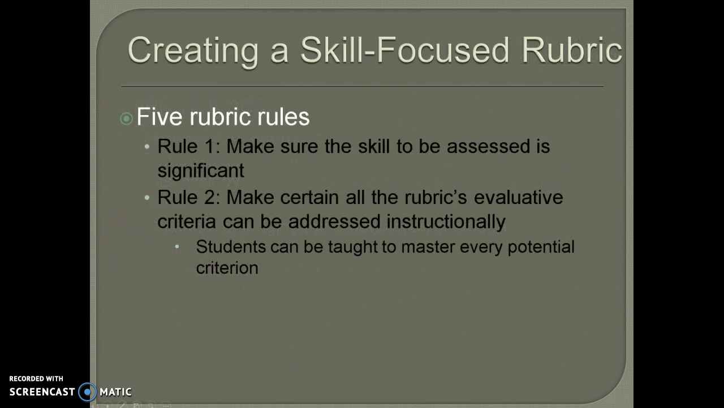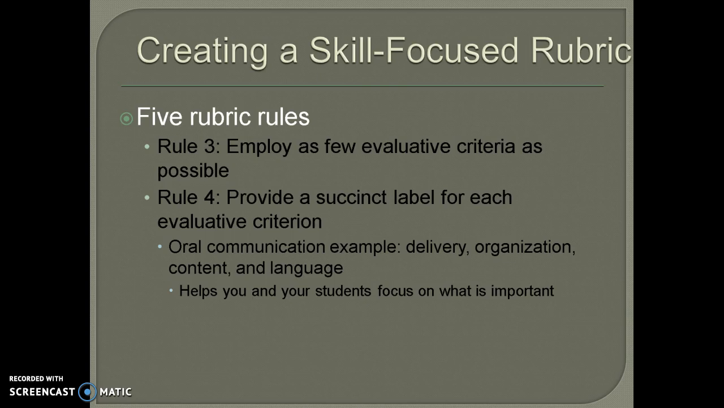So there are 5 rules in creating rubrics. The first one is to make sure the skill that you're assessing is significant. So we talked about this earlier in the chapter, but make sure that it is an important skill. The second one is to make certain that all the rubric's evaluative criteria can be addressed instructionally. So you want to be able to teach students how to do it. So you don't want to include something on the rubric that is not something that you're teaching students how to do. The third one is to employ as few evaluative criteria as possible. Again, the book recommends 4 or less. Use your judgment on that. But you don't want to have a lot. It can be overwhelming for you and overwhelming for the students.